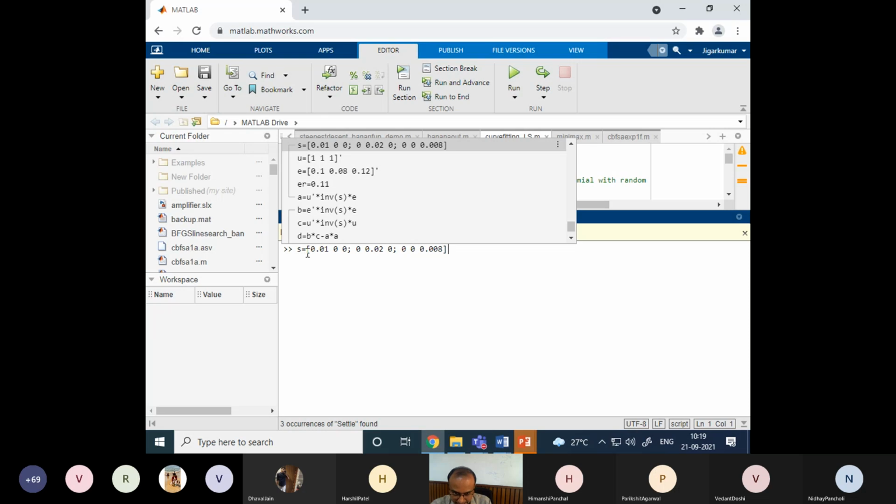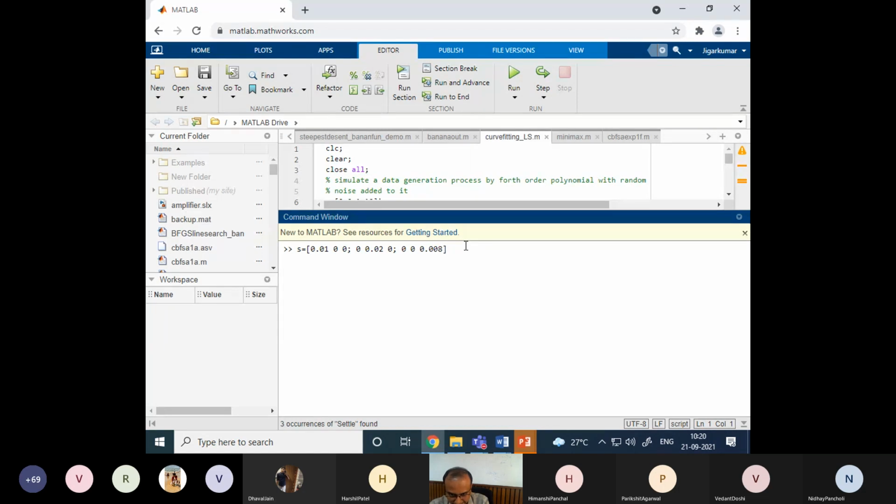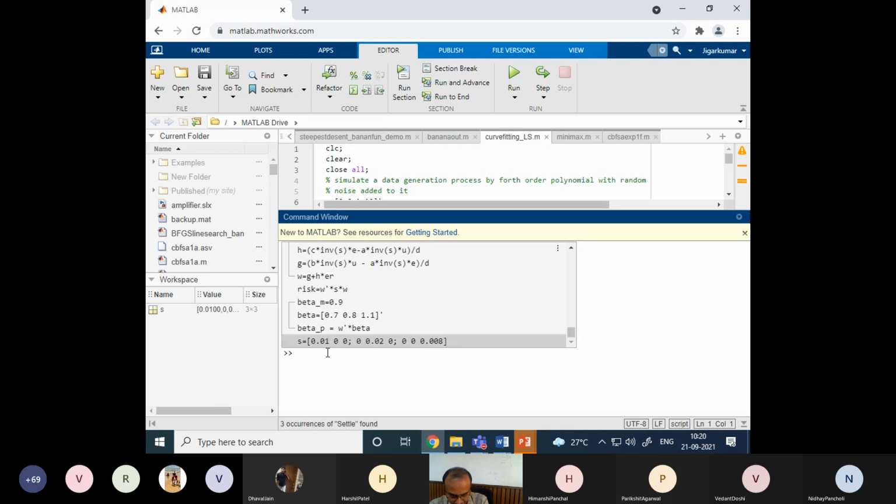So see, I have entered S equal to 0.0100, then semicolon 0, 0.02, 0 and 0, 0, 0.008. So that is my sigma matrix. I denoted it by S for simplicity. Okay, this is the matrix. Then I should enter the E vector and U vector.